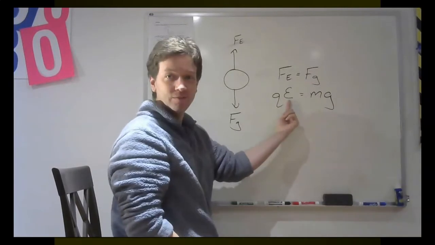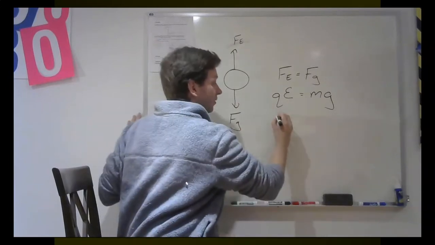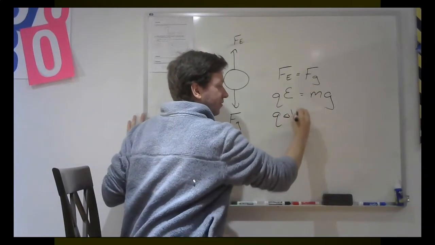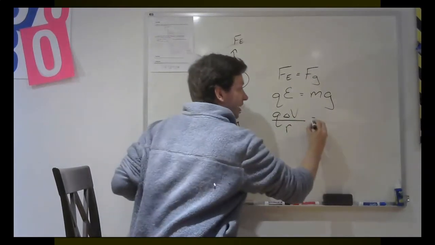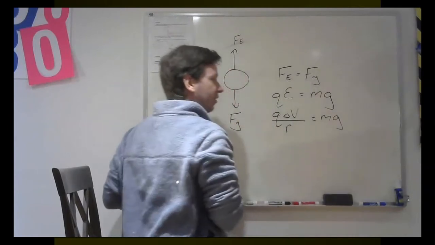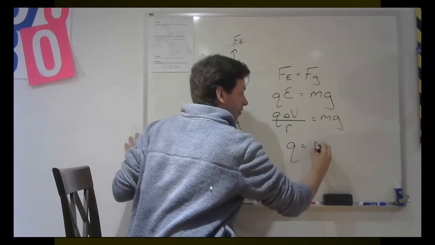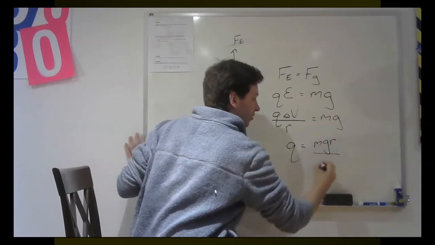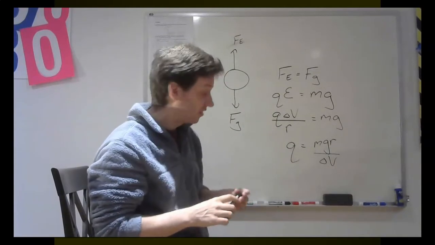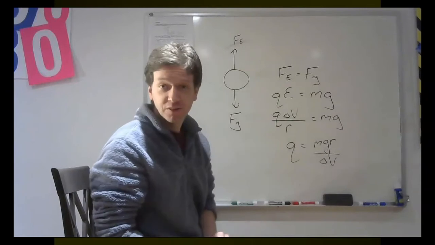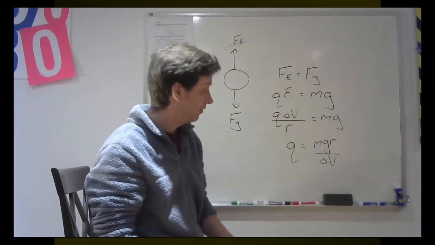Now, I told you the electric field strength is hard to measure. But between parallel plates, we already derived the equation where it equals the potential difference between the plates divided by the separation between the plates, so Q times V over d equals mg. Rearranging to solve for the charge on the oil droplet, we get Q equals mgd over the potential difference. So g he knew; he knew the value of g. The separation d he would measure using the microscope. The potential difference he would measure using any type of voltmeter.